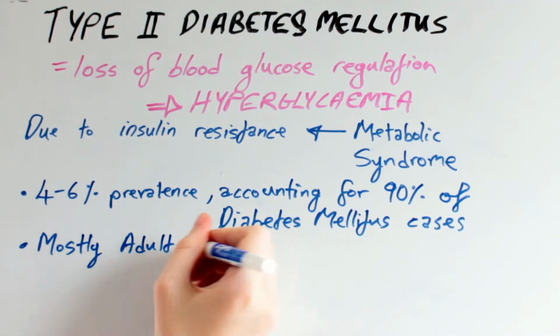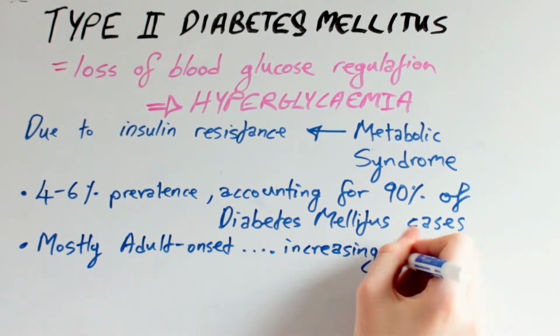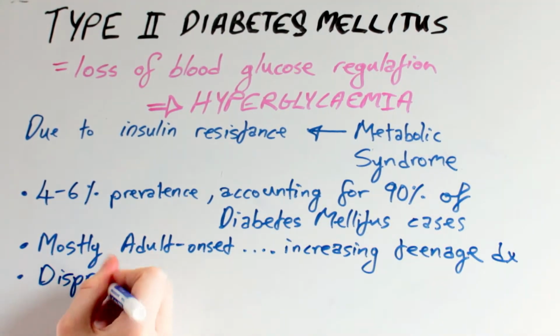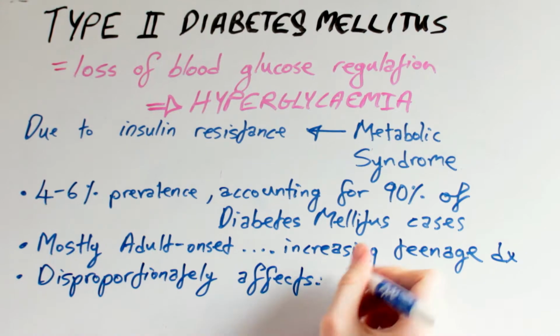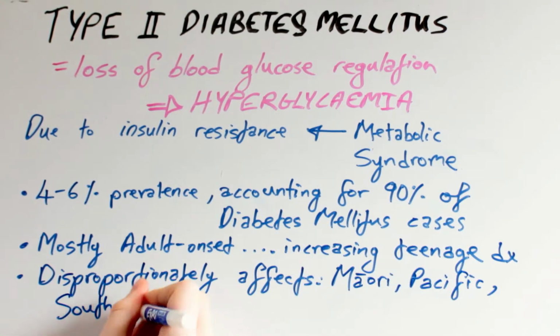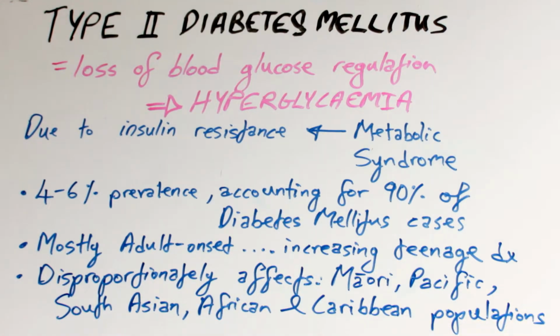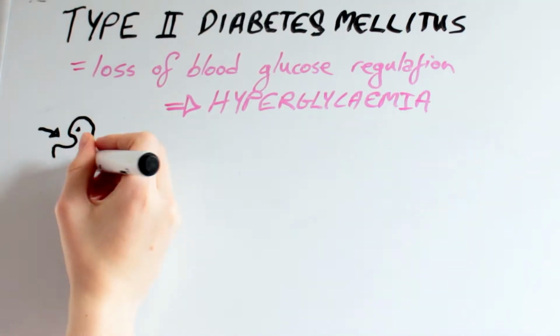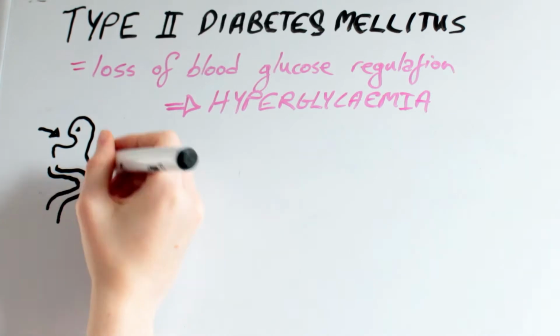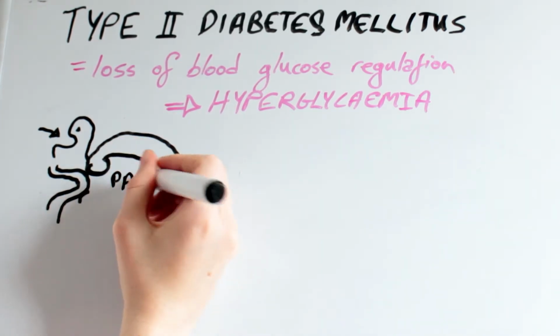Most cases have adult onset. However, there is an increasing incidence in teenagers. This disease disproportionately affects people of Māori, Pacific, South Asian, African, and Caribbean descent. To understand the pathophysiology of type II, let's first review the normal regulation of blood glucose.